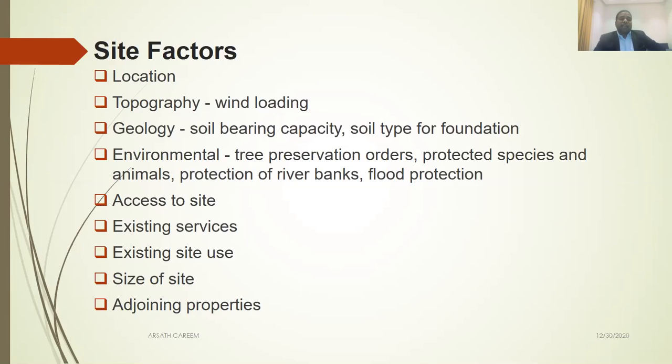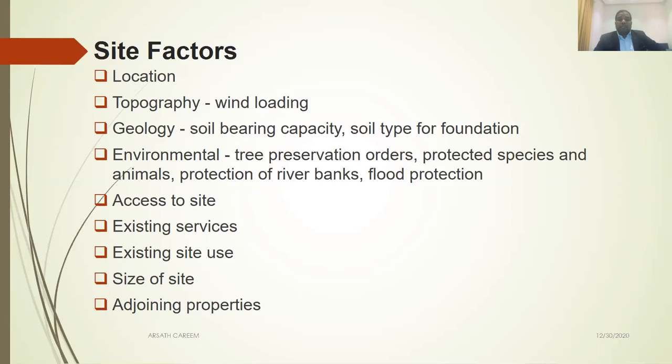Also access to the site, this is also one of the factors. For example, if you want to work in restricted places, for example an army camp, a perfect example in Qatar is the Barzan camp. I used to work there before.